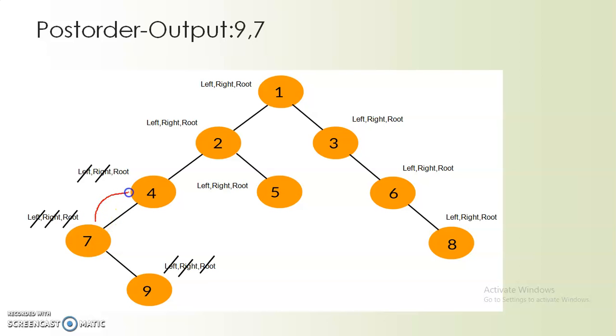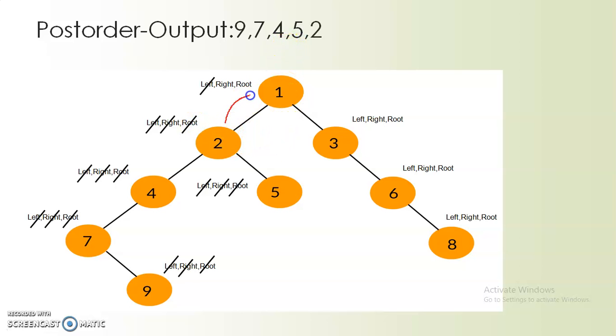Now move back to 4. Display the 4, strike out. Next move back to 2. Its left is over, so move to the right. And 5, there is no left, there is no right, there is root. Display the 5 and move back to 2. Its right is over, so display the 2 in the output.